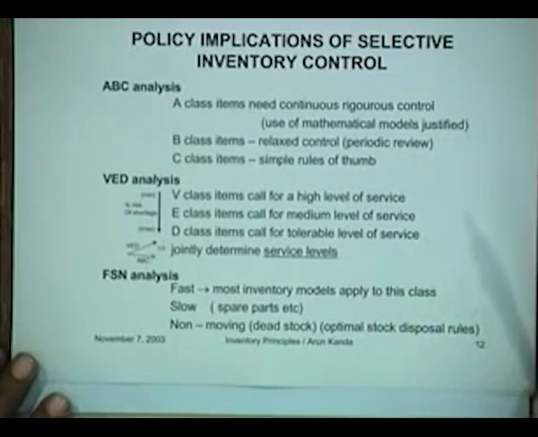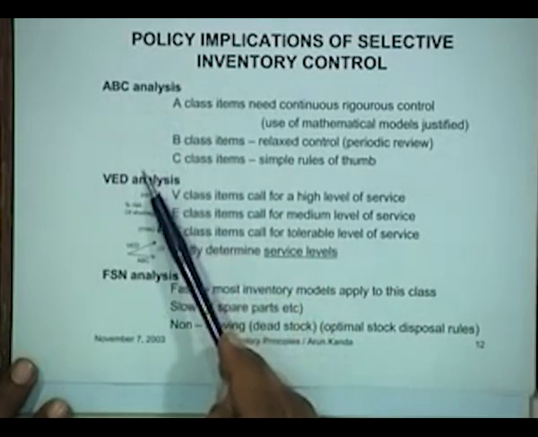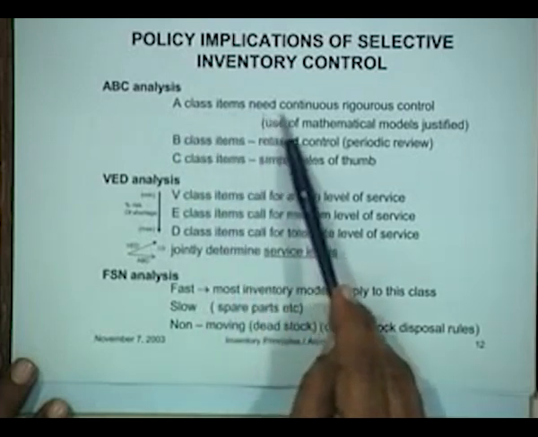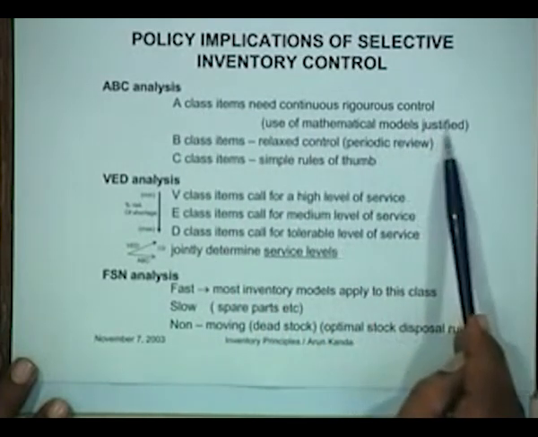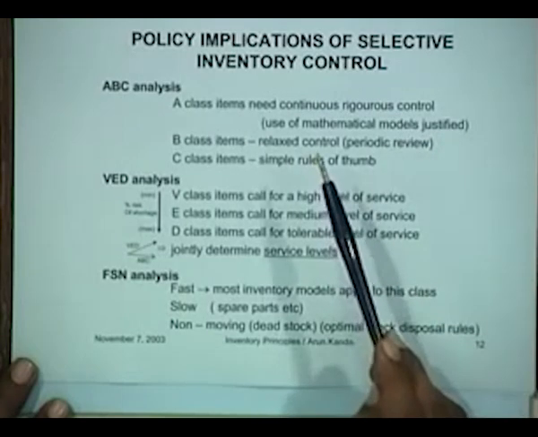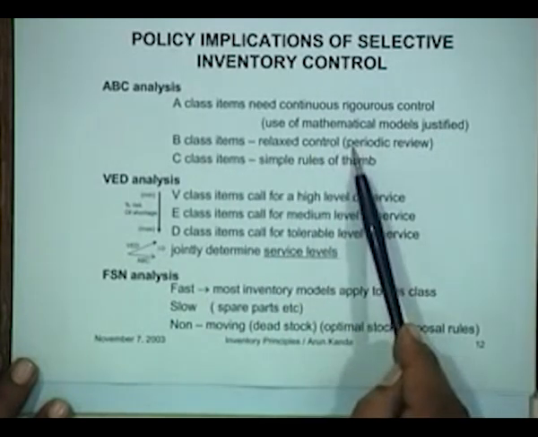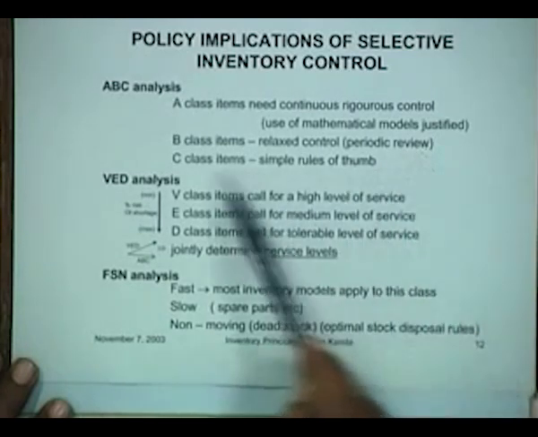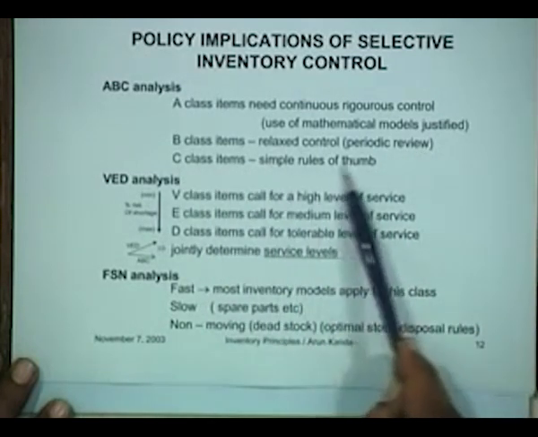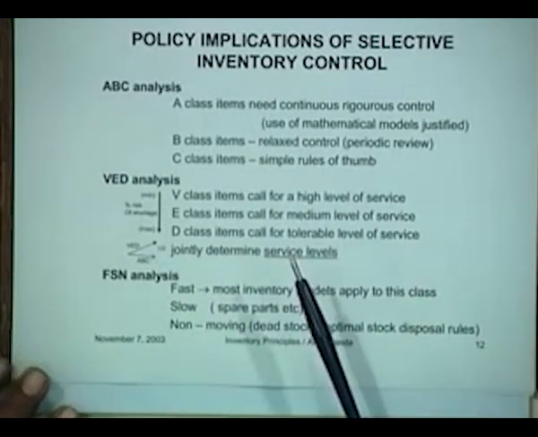What are the policy implications of selective inventory control? ABC analysis, what does it mean? It means simply that A class items need continuous rigorous control. So use of mathematical models is justified for these items. B class items generally get relaxed control, so you need typically a periodic review for these items. For C class items, even simple rules of thumb will do. That is how you handle these various items.